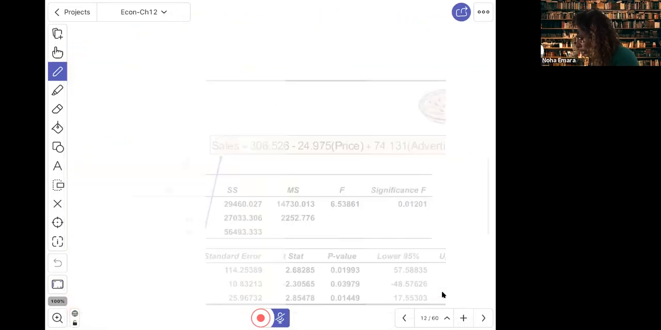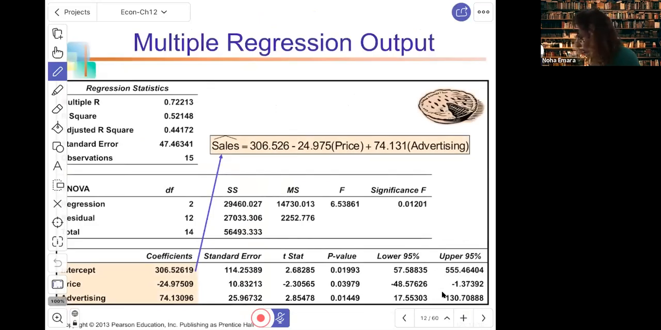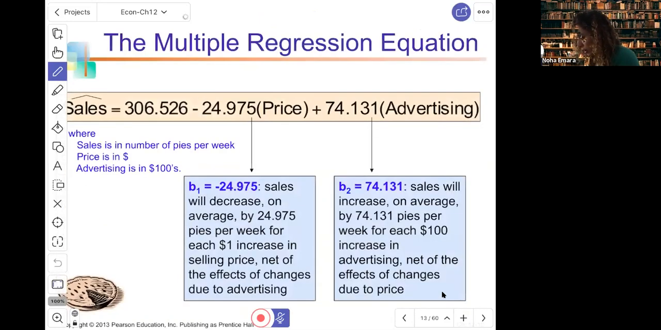And then these are, again, when you follow the Excel if you want, but I'm going to show you in Stata. So you get an intercept, you get the slope for the price, and you get the slope for the advertising. How can we read that? So again, you know this. This one is actually the number of pies sold. So you have about 307 pies sold at zero price and zero advertising, which makes no sense.